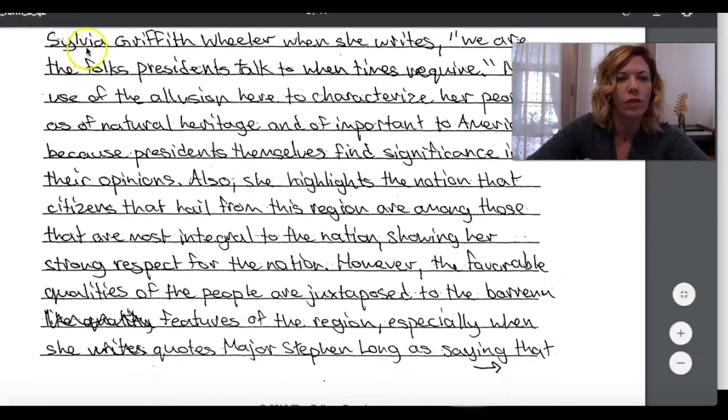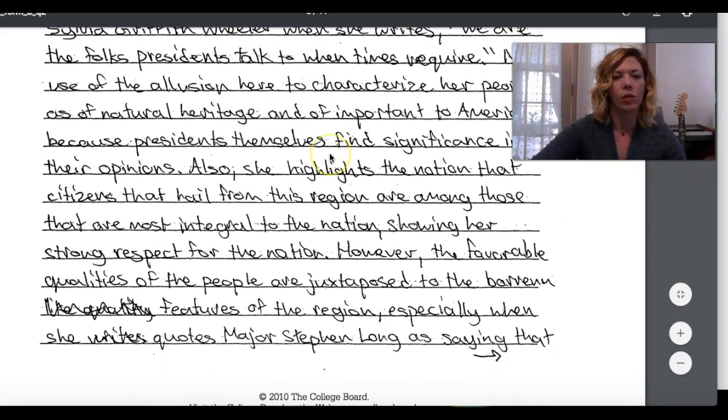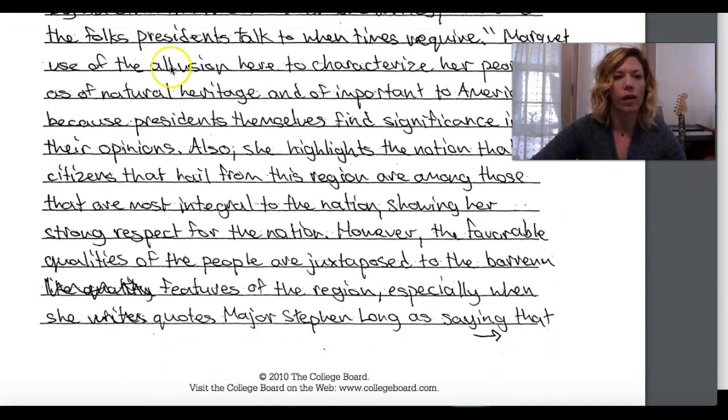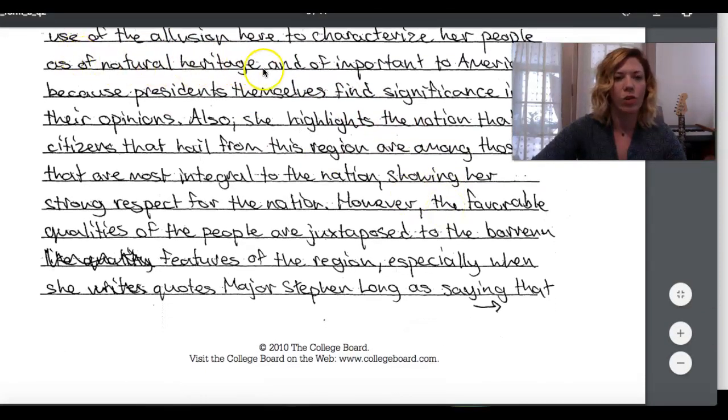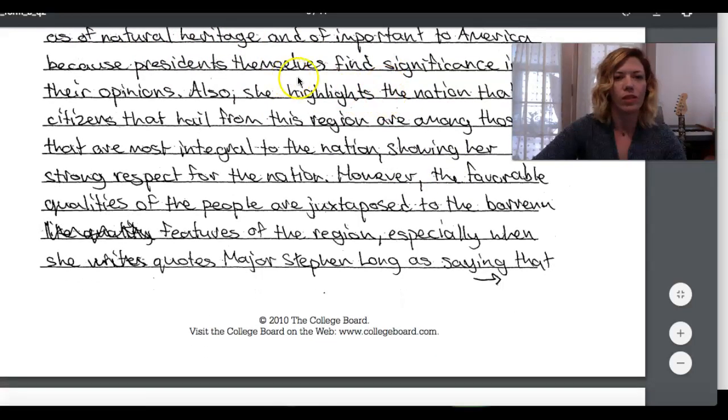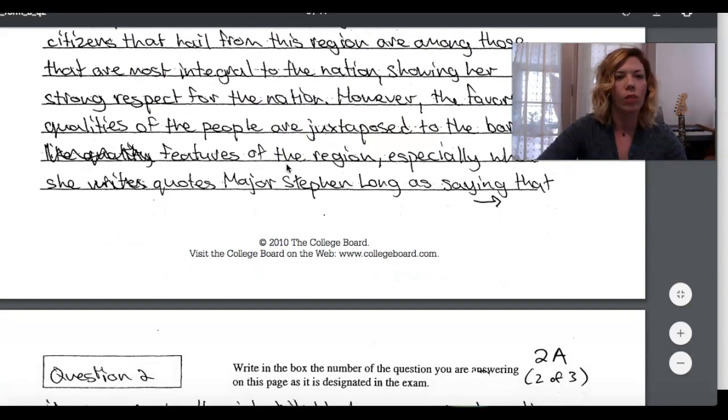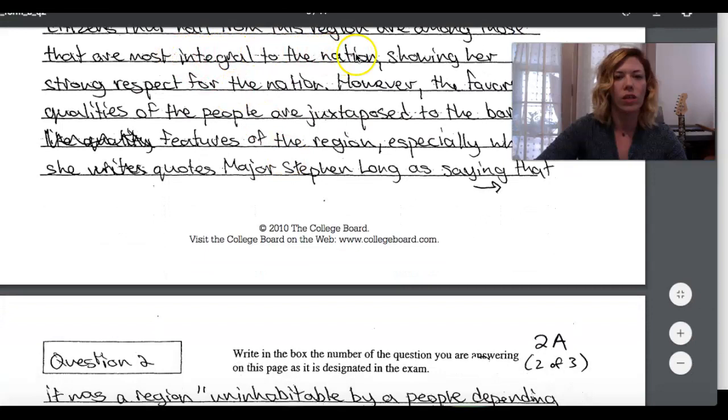For example, she refers to Sylvia Griffith Wheeler when she writes, "We are the folks presidents talk to when times require." She uses the allusion here to characterize her people as a natural heritage and of importance to America because presidents themselves find significance in their opinions. Also, she highlights the notion that citizens that hail from this region are among those that are most integral to the nation, showing her strong respect for the nation.